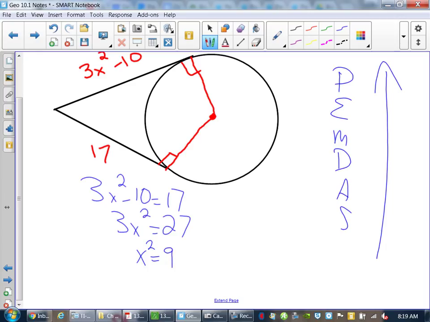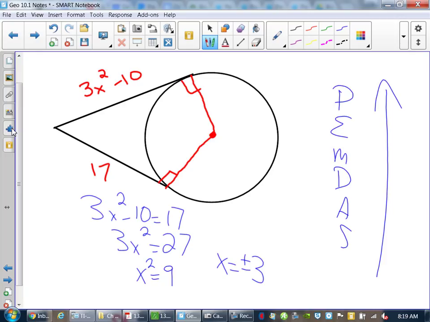Because, in this case, if I substitute in a negative 3, what's negative 3 squared? 9. What's 9 times 3? It's 27 minus 10. So it works. So there are 2 solutions to this. It's plus or minus 3.